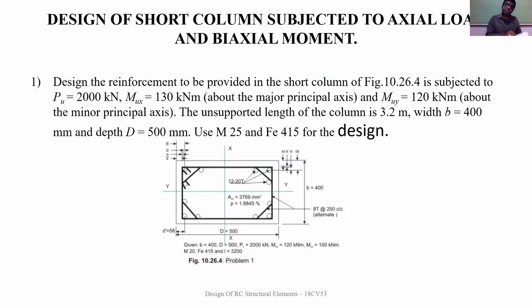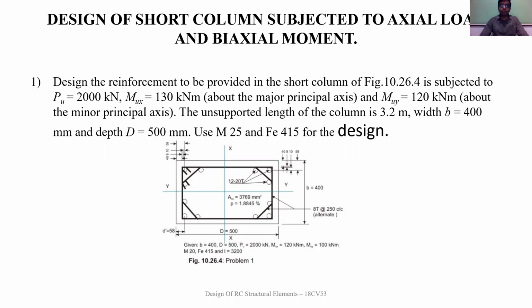Similarly, for the assumed trial section and the assumed longitudinal percentage of steel, we need to check for minimum eccentricity, and we need to determine Mux1 and Muy1 and check Puz and alpha n, and see that all the data are within the prescribed limits as described in IS 456 as well as SP60.